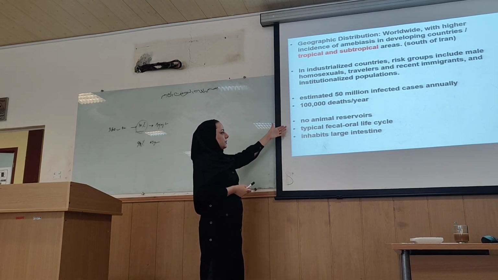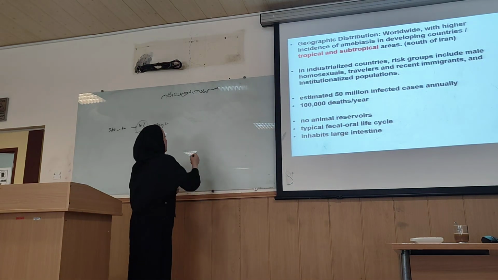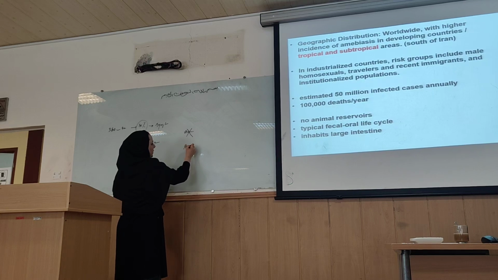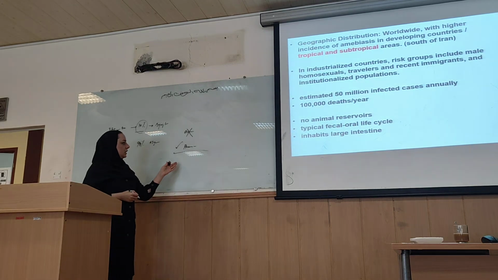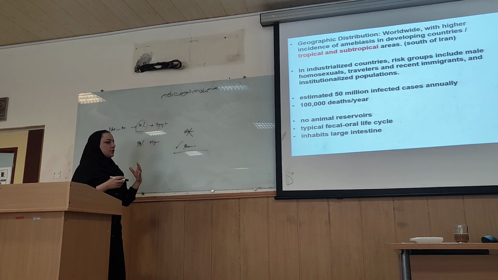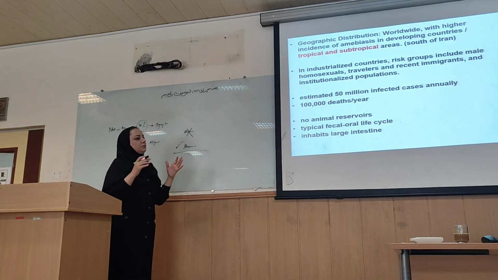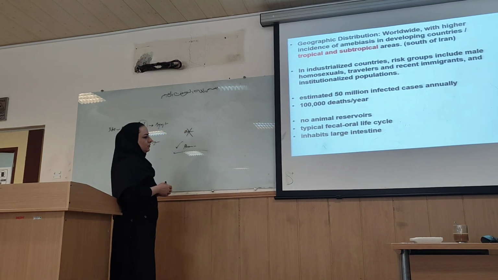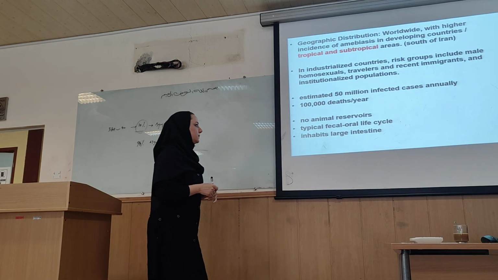About the distribution, it is specific for humans. We don't have any animal reservoir. This is very important for prevention. For a disease that is specific for humans, we just care about hygiene. We can block the transmission and we can reduce the disease in society.